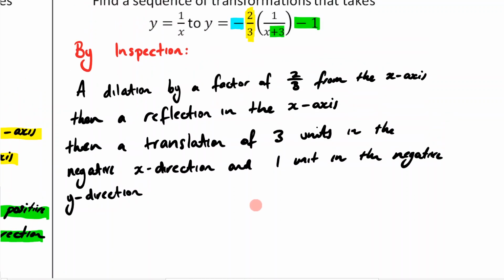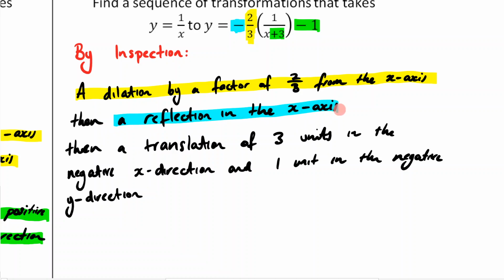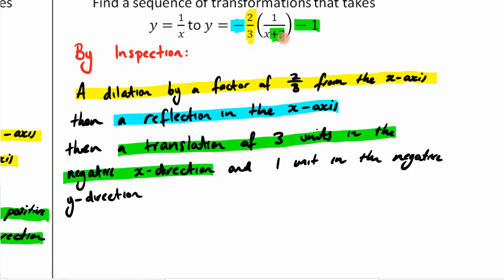And we are done. So just to reflect on what we've done here, I first began with a dilation by a factor of 2/3 from the x-axis, which I read from there. Then I read off my reflection, so that's -3, then a reflection in the x-axis. Then I read off my translation, so a translation of 3 units in the negative x direction, which I read from there, and 1 unit in the negative y direction, which I read from there.